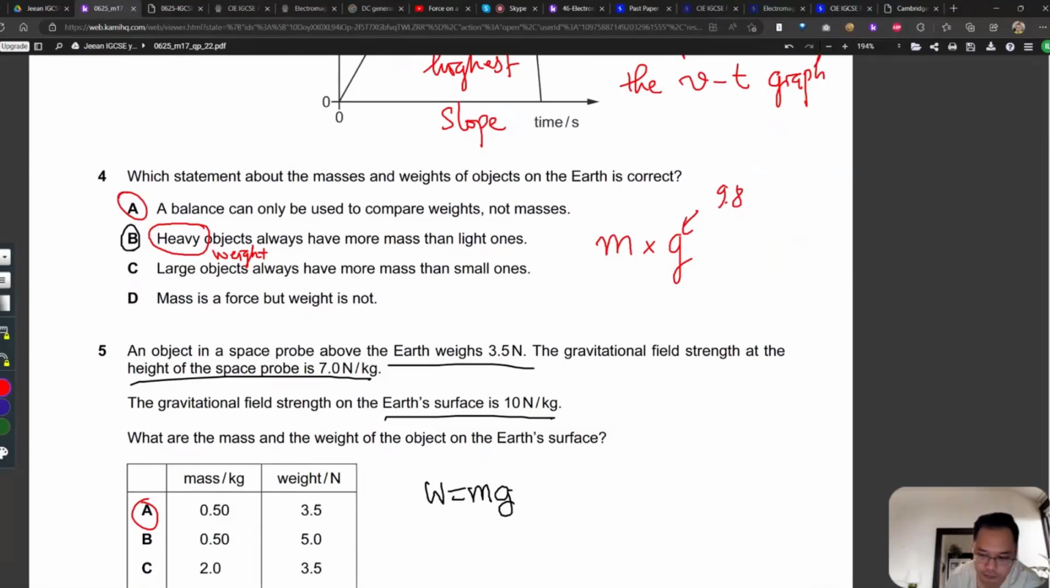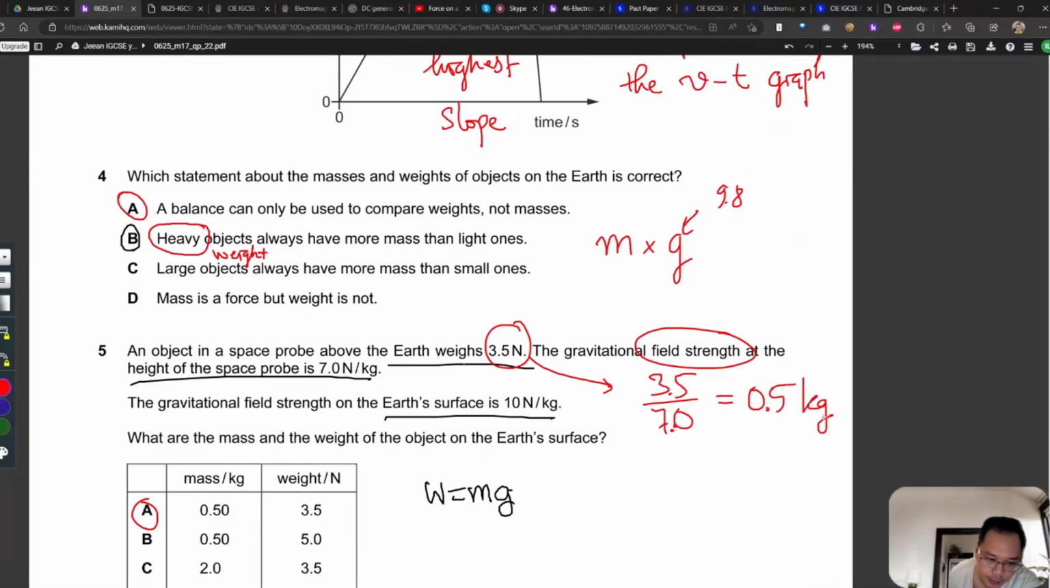Okay, question 5. An object in a space probe above the Earth weighs 3.5 newtons. The gravitational field strength at the height of the space probe is 7 newton per kilogram. The gravitational field strength on the Earth's surface is 10 newton per kilogram. What are the mass and the weight of the object at the Earth's surface? The mass on the Earth's surface is the same as the mass on the probe. You get the weight here, 3.5, and then divide by the field strength on that probe. The space probe has 7, so the mass is 0.5 kilogram.